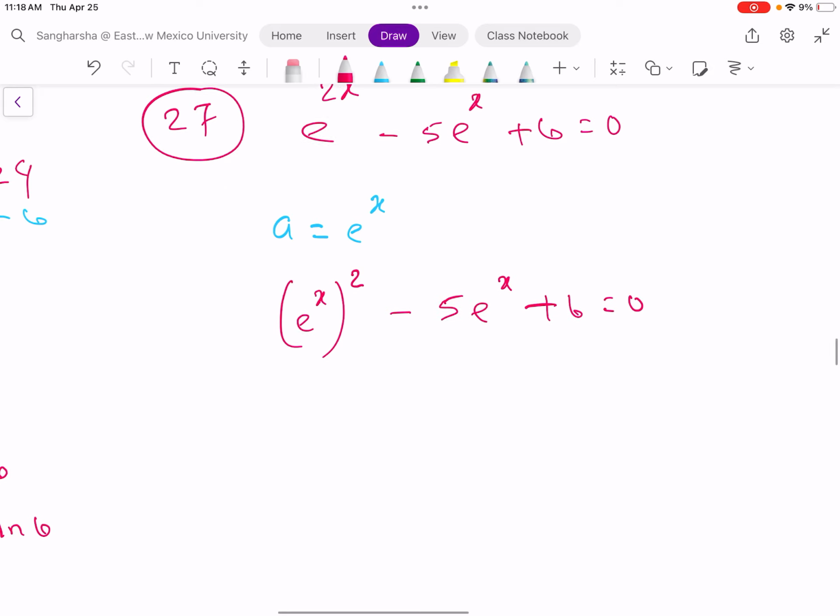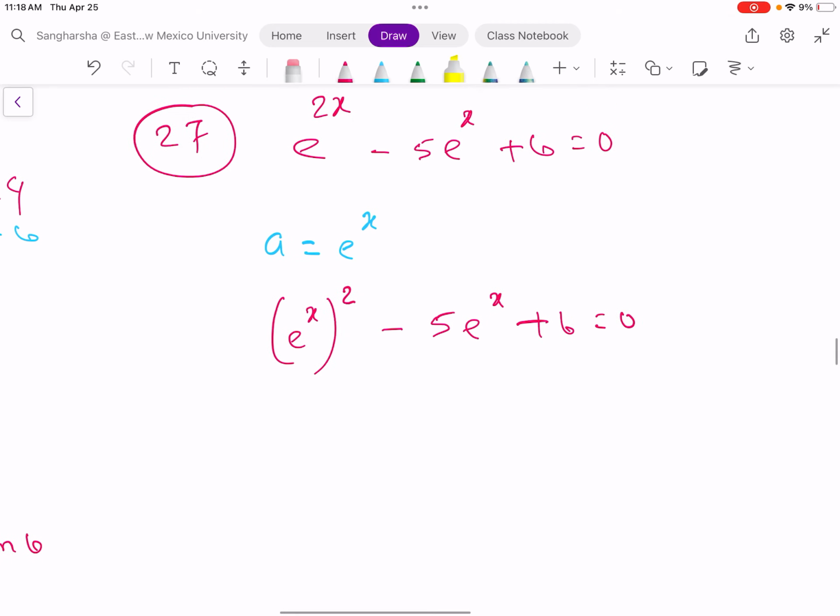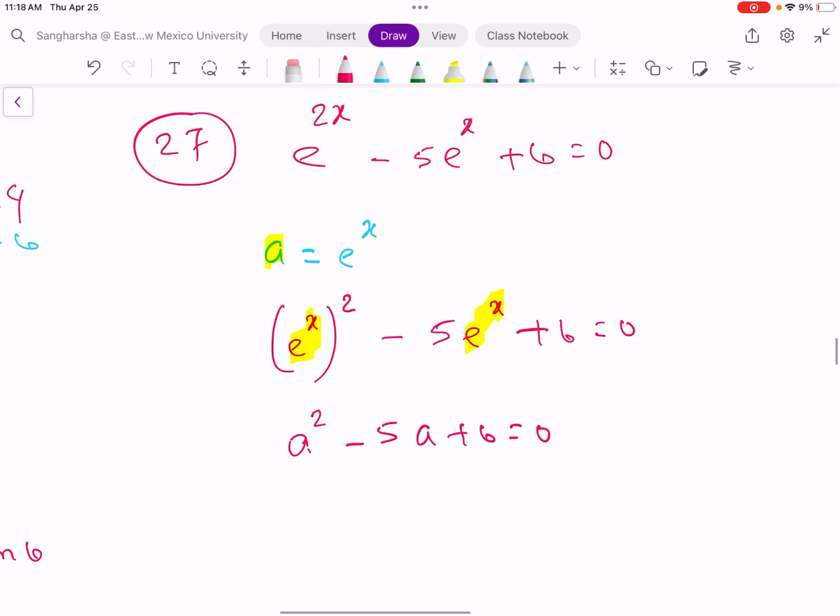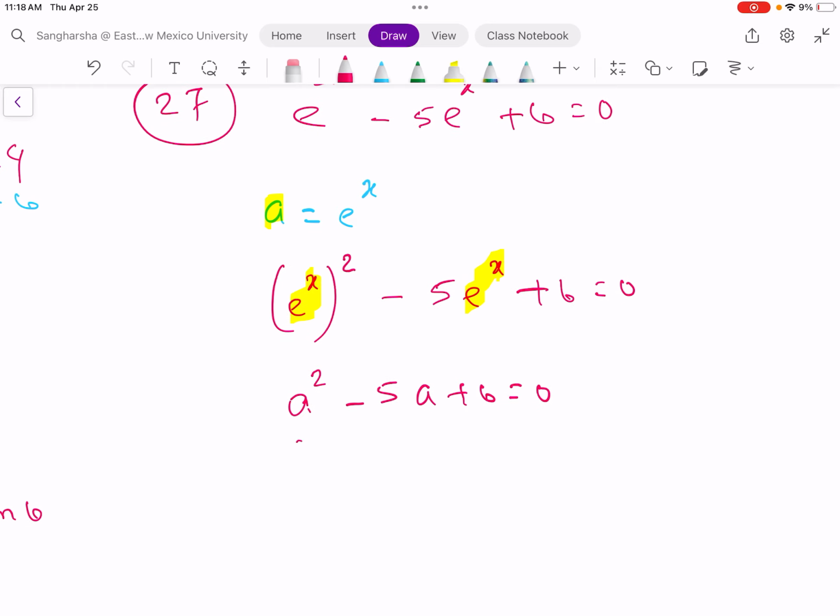Now what do we know about e to the power x? This is a. So let's replace by a. So we have a squared minus 5a, since our e to the power x is a, plus 6 equals 0. So we had an exponential equation. Now what kind of equation do we have here? This is a quadratic equation. We use the factorization method. So we use FOIL because the coefficient of the square is 1.